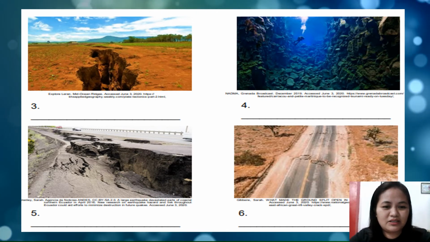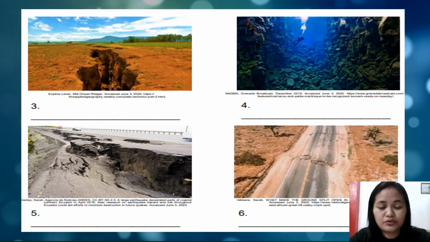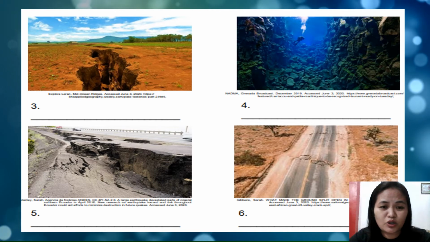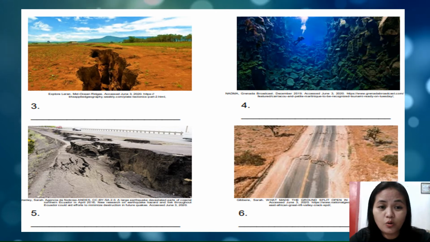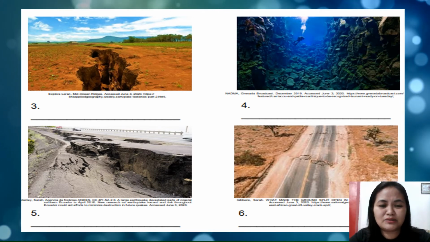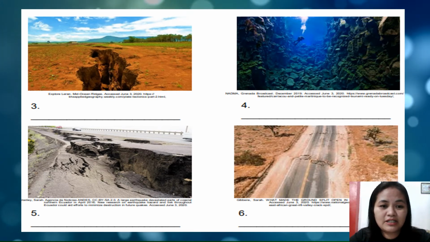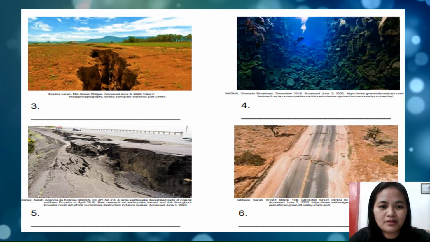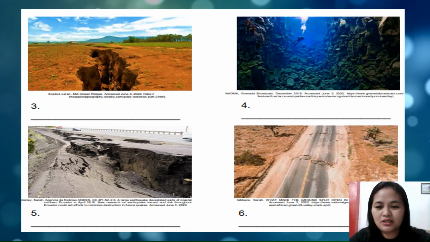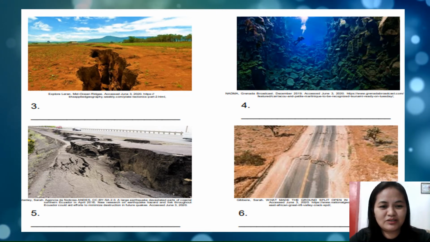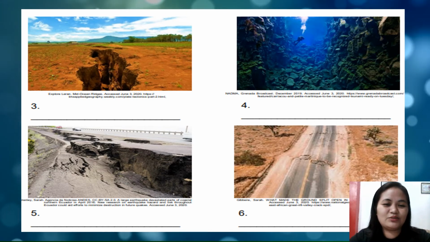In number 3, can you see my highlighter? There is a crack. Originally, of course, this part of the continent or the continental crust has no hole or crack here. So what happened? What kind of plate movement just happened here? Why did it break? Bakit nagkaroon ng crack or paghihiwalay? Sinabi ko na, hiwalay. Break up. So, what is your answer?